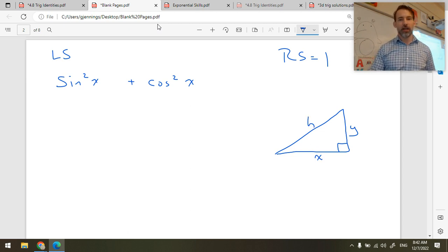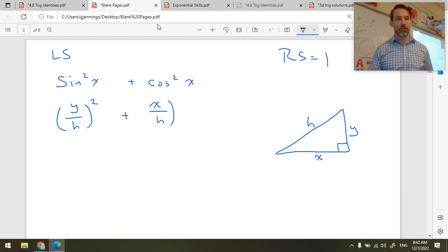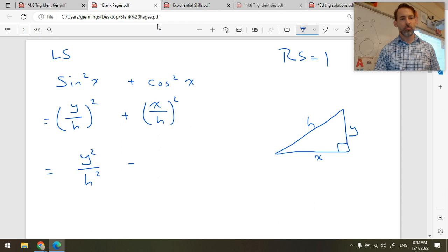Okay, sine squared x is y over hypotenuse, but then we square it because it's sine squared. Cosine squared x is x divided by hypotenuse, but squared. Okay, and now let's go forward one more line. We will have a common denominator. We'll have y squared over hypotenuse squared plus x squared over hypotenuse squared. And then that's just going to be y squared plus x squared divided by hypotenuse squared.